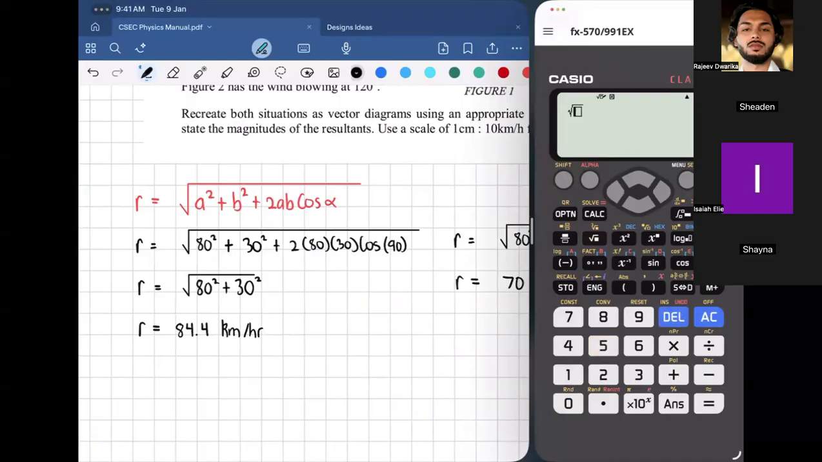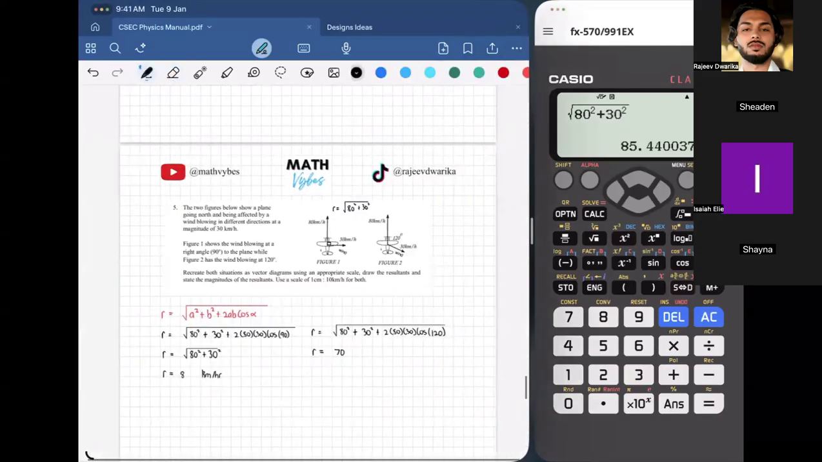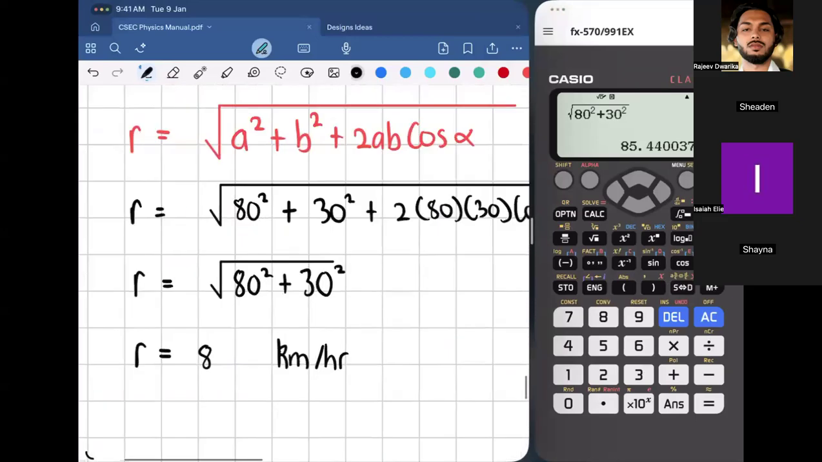I wonder who told me 84.4. 80 squared plus 30 squared. Yeah, it's 85.44. So it's only when you asked me about the diagram that I saw that it had only got 84. Don't know how that happened. Right, 85.44.